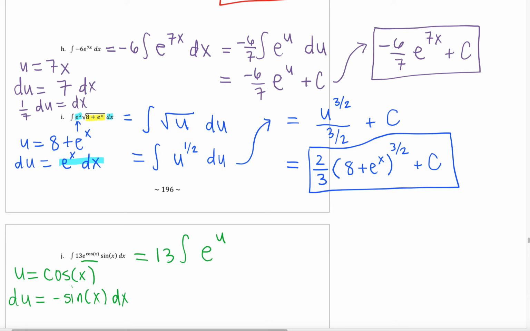To replace the sine of x dx, I do need to divide through to get sine of x dx by itself. So we'll end up replacing that, that negative sign divided through, there we go. So we'll end up replacing sine of x dx with negative du. So in the front then, I'll just take that negative sign out to start off with to actually make that a negative 13 integral of e to the u du.